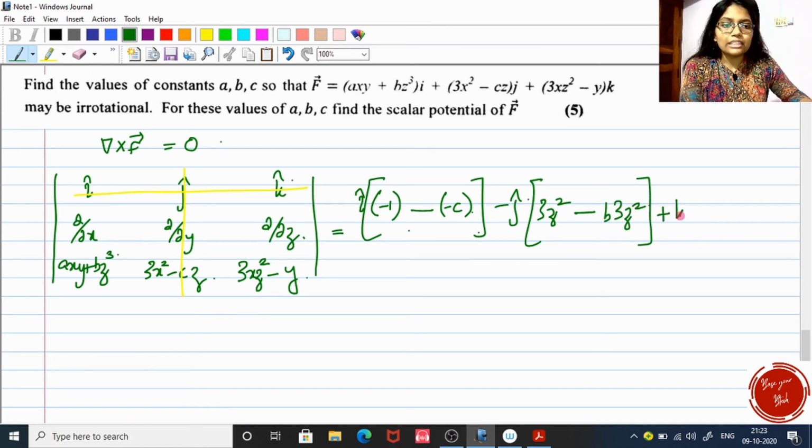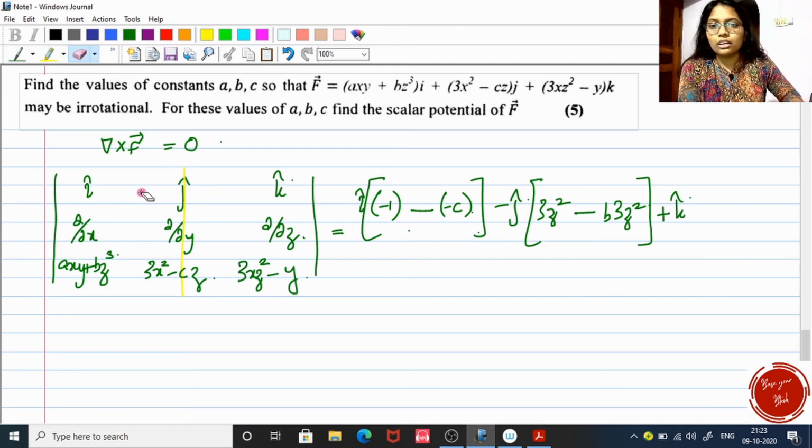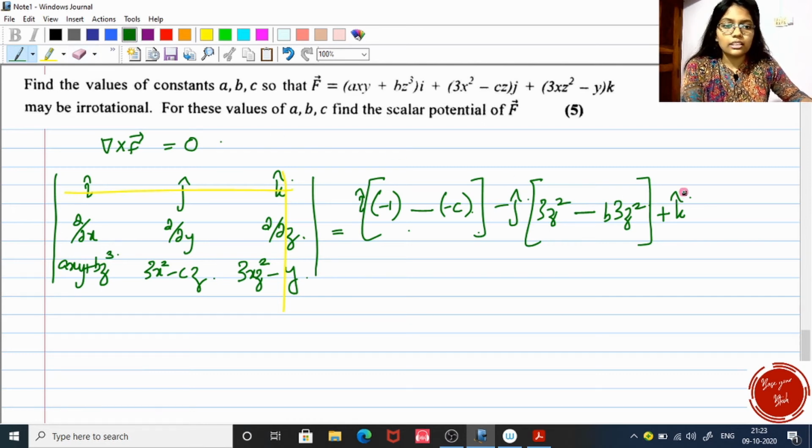Fine. Plus k cap. So cut the rows related to this row and column of this k cap. Now it is dou by dou x of 3x square minus cz, it is 3 into 2x, that is 6x, minus dou by dou y of this quantity. Here ax is the constant, so ax, and bz cube has 0 derivative, so ax is the answer here. Now we must equate this to 0, isn't it?